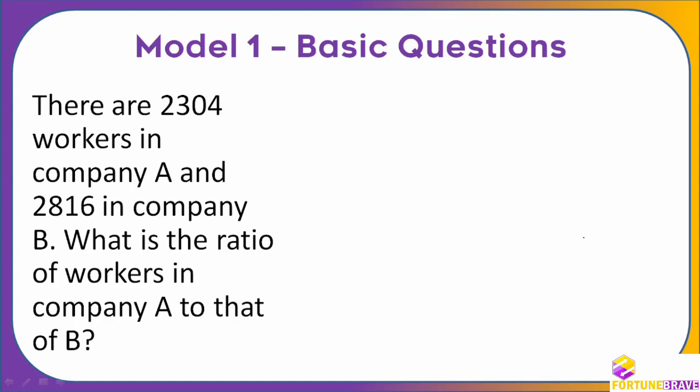So the first question in front of you is: there are 2,304 workers in company A and 2,816 in company B. What is the ratio of workers in company A to that of B? So here, what is this question? Actual value is given. You need to find out what the ratio value is. This we do not know. That is what they are asking. What is the ratio of these two?